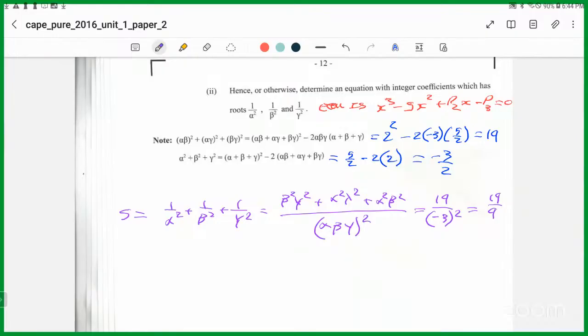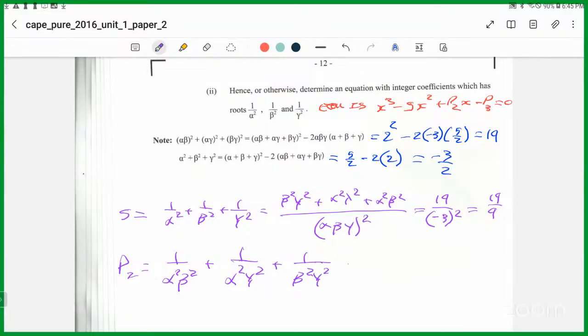Then we need the pairwise product of these 3 roots now. So we're going to do P2. You multiply these 2 first, you're going to get 1 over alpha squared beta squared. You multiply these 2, you're going to get plus 1 over alpha squared lambda squared, plus multiply these two now, and get 1 over beta squared lambda squared.